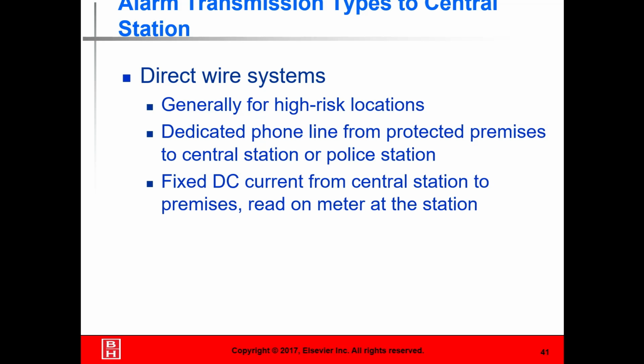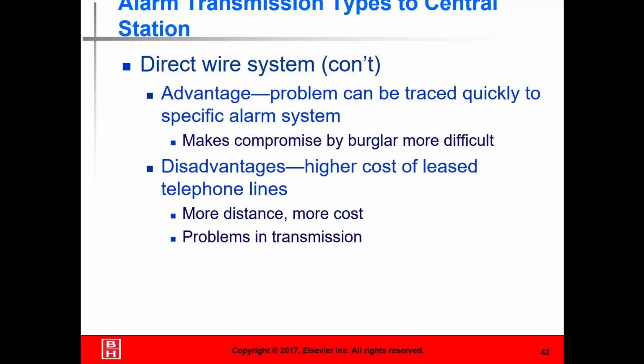A direct wire is used for high risk locations: banks, jewelry stores, furriers, with general protection through the direct wire system. A single dedicated telephone line is run from the protected premises to the central station. Fixed DC current is sent through it. The disadvantage of such a system is high cost. The cost of leased telephone lines becomes more serious as the distance increases. Proper transmission is also an issue.